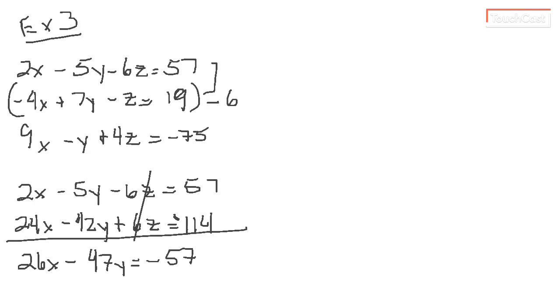Now I'm going to do the same thing. I'm going to eliminate z, but this time I'm going to look at the last two equations, and instead of multiplying the second equation by negative 6, I'm going to multiply it this time by 4. So I'm going to rewrite that third one, 9x minus y plus 4z equals negative 75. We can do that. And then I'm going to multiply everything in that middle equation by positive 4.